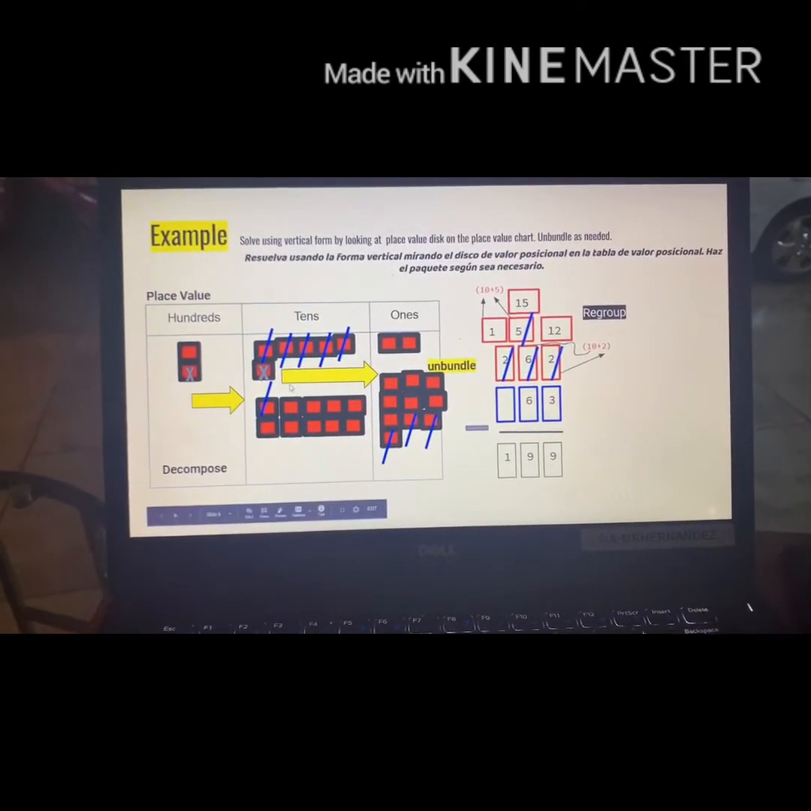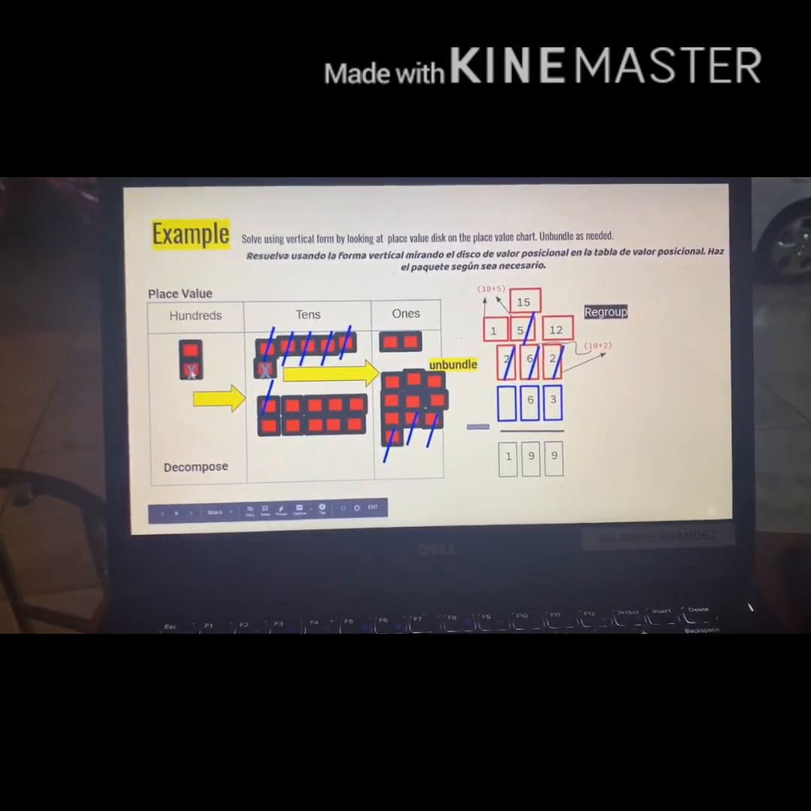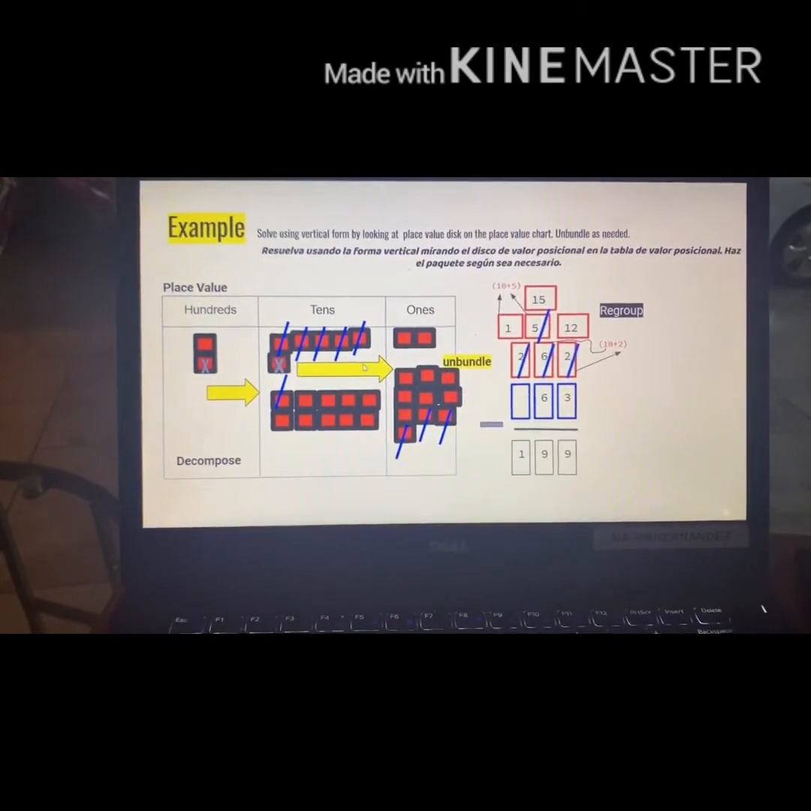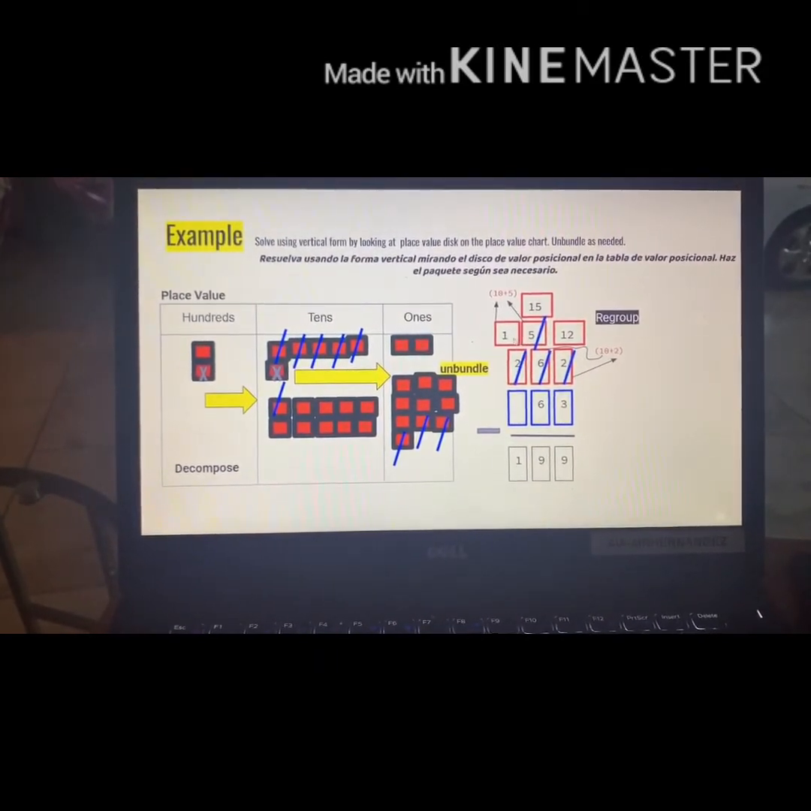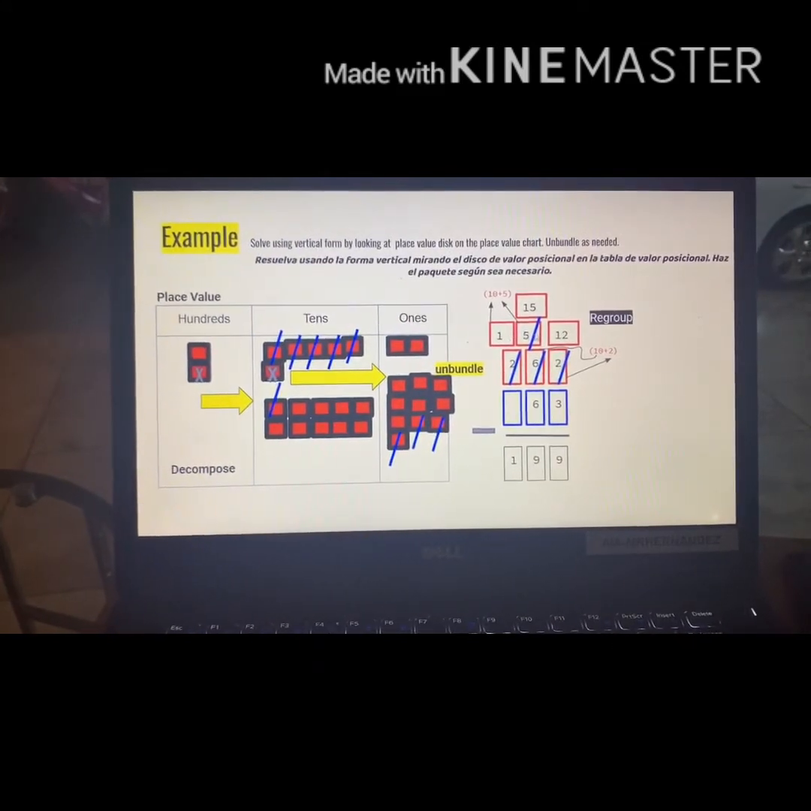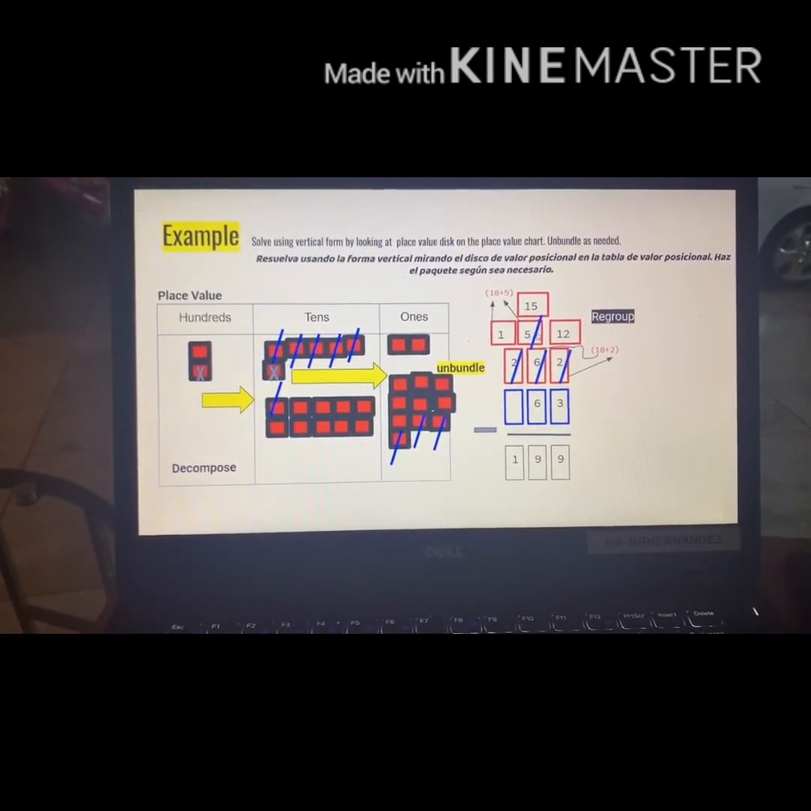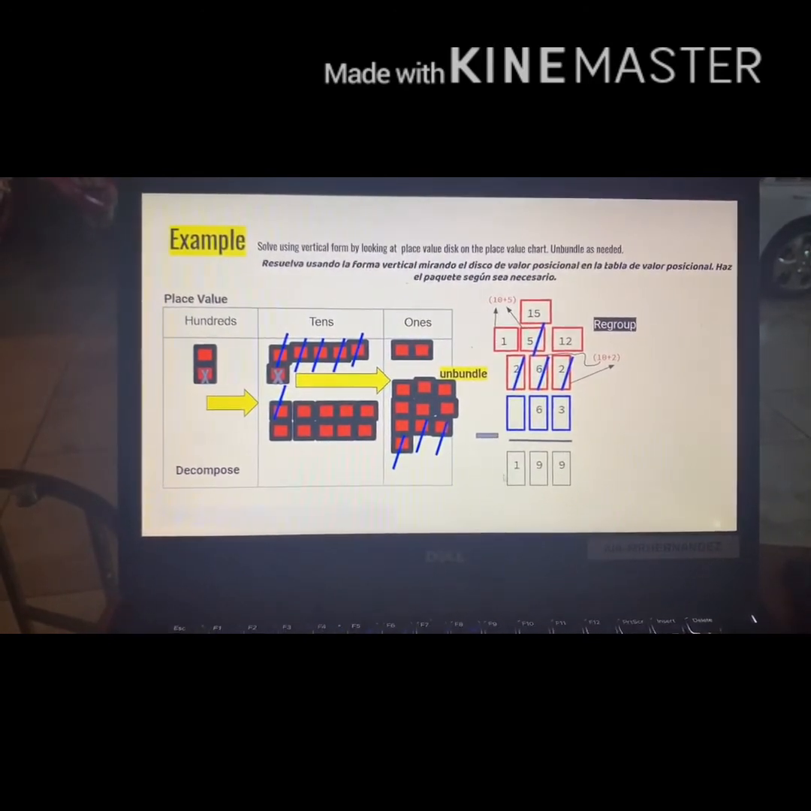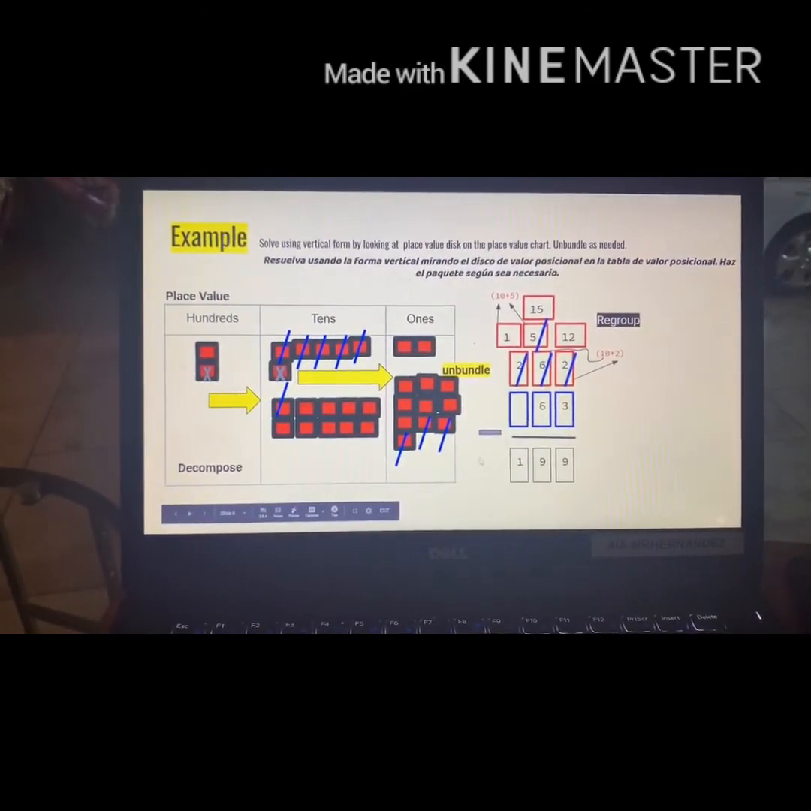Now, because we regrouped, we unbundled, we only have 100 left. So that's why we have a 1 right here. The 2 changed to 1 because we let our neighbor borrow 100, which is 10 tens. So now we have 199 as our answer.